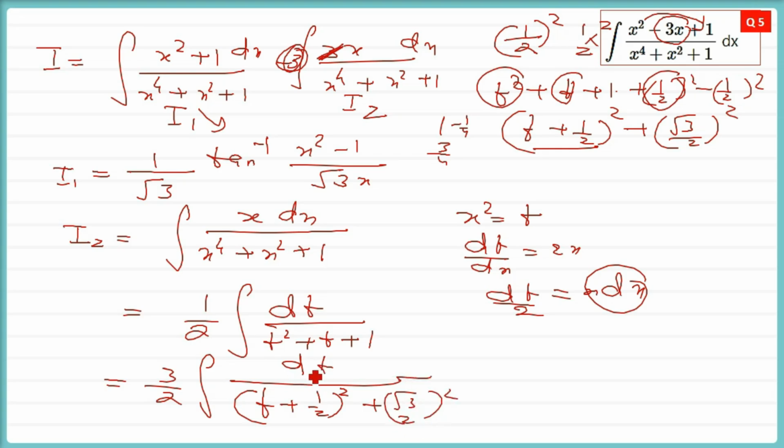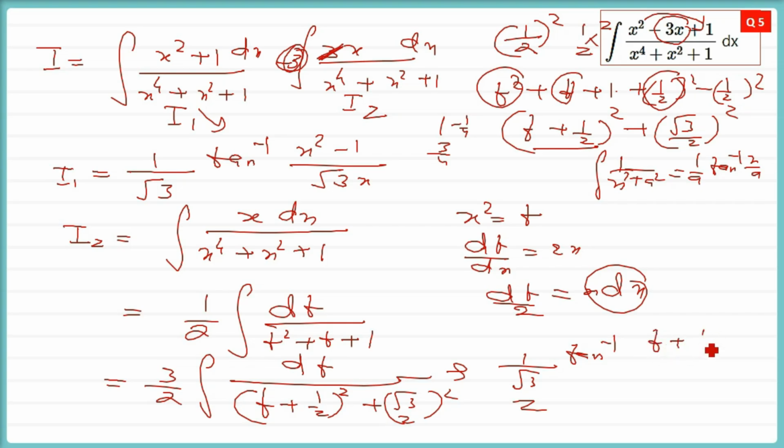Now what is the formula we can apply? Integration of dx divided by x² plus a² is 1 by a tan inverse x by a, that is already known to you. Let me write it. In this case, a will be taken as root 3 by 2 and x will be taken as t plus half. So 1 by root 3 by 2 tan inverse of (t plus half) divided by root 3 by 2.